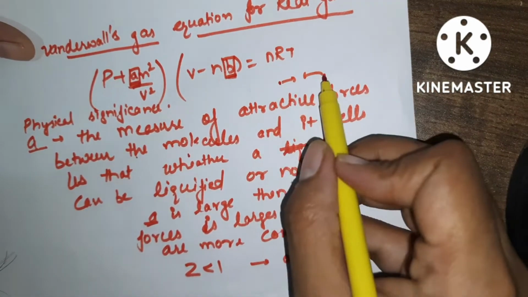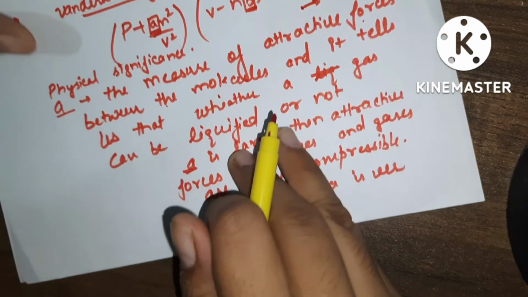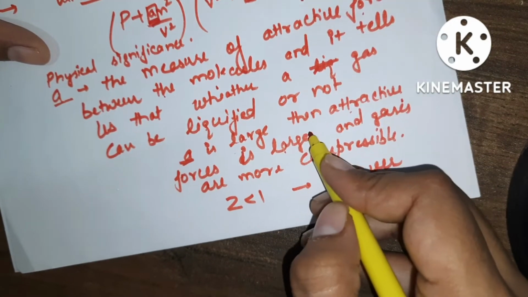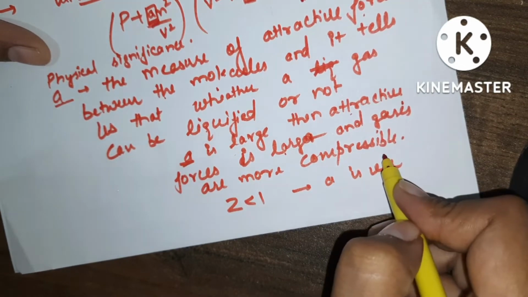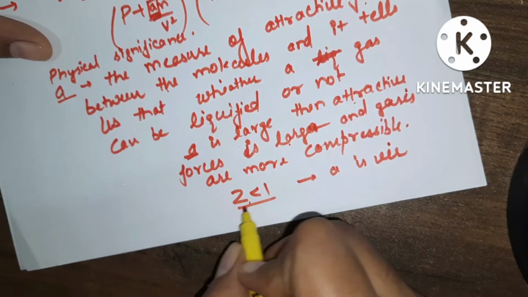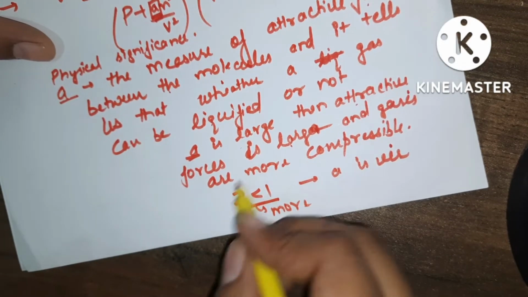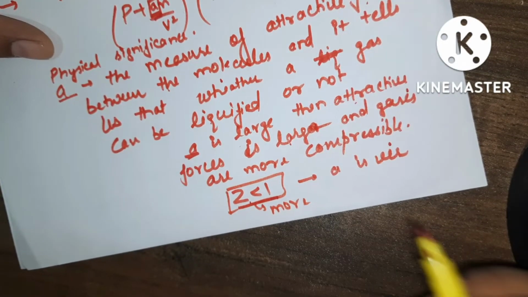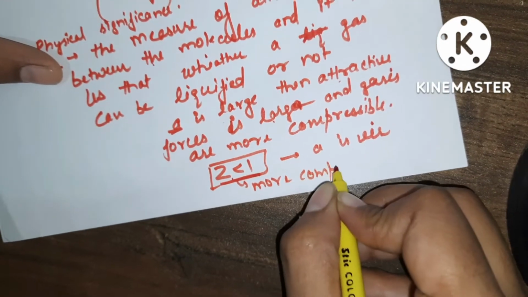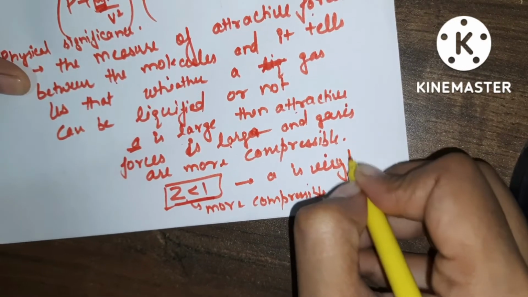And how can they attract each other? If we apply pressure on the gas molecules. If a is large, then the attractive forces are also large, and gases are more compressible. You can relate a with Z. If Z is less than 1, it means more compressible. I have already discussed this Z value in the last video. I'll give you the link in the description box. More compressible. So a is very large.